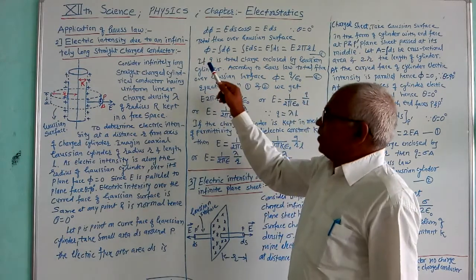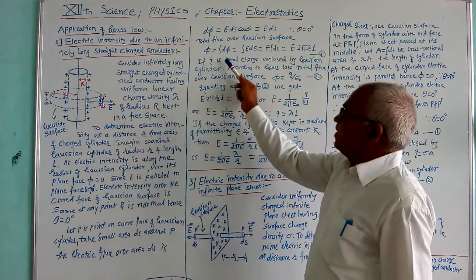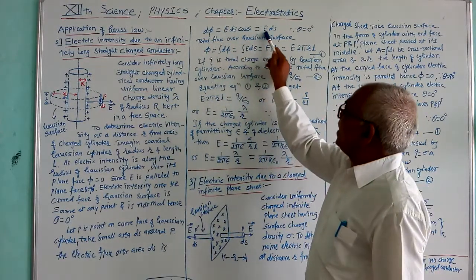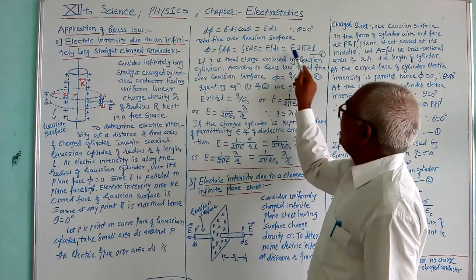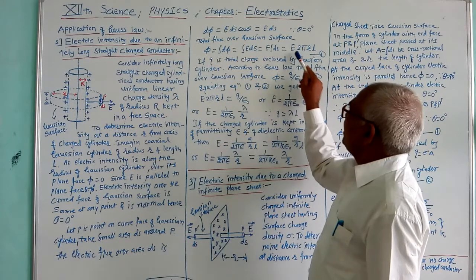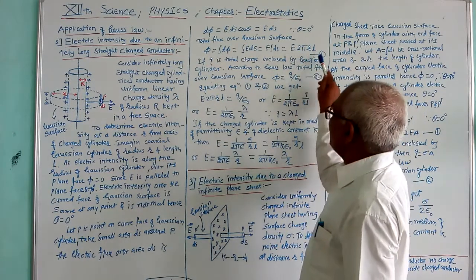Hence the total flux over the curved face of this Gaussian cylinder, phi, is equal to integration d phi. Substituting the value, integration ds is equal to twice pi r l, into E. Let us call this equation number 1.